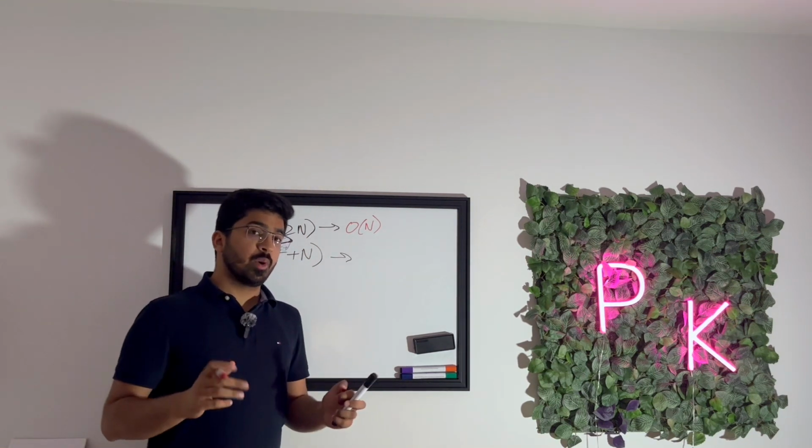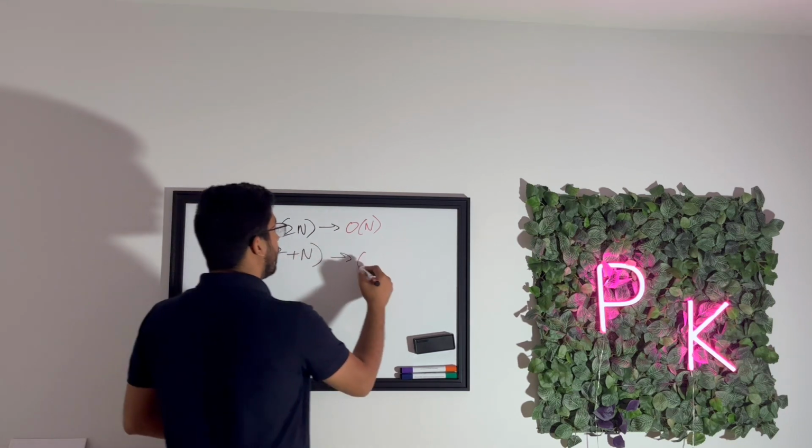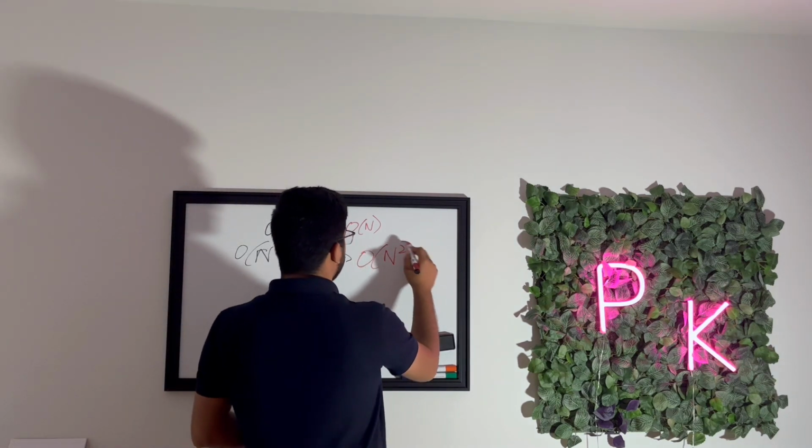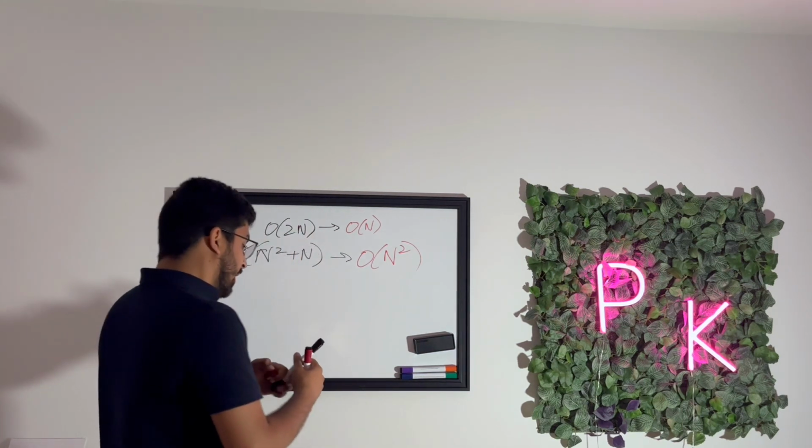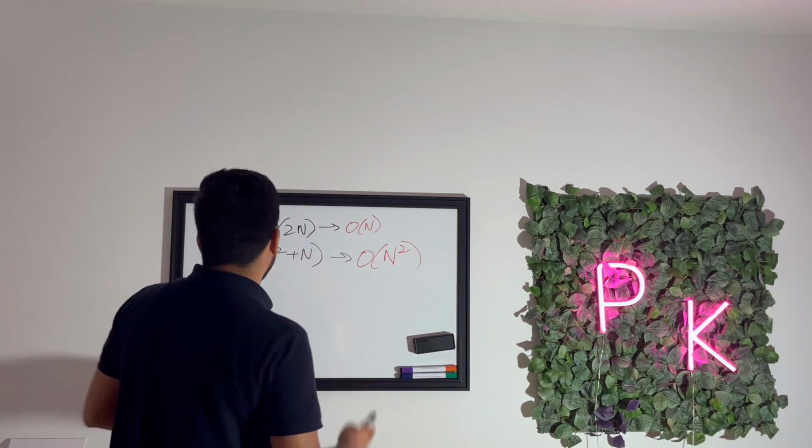What do you think is the answer to this one? Well, it's O of n squared. Reason being that we drop the non-dominant terms. Next one might be a bit more tricky if you don't understand the basics very well.